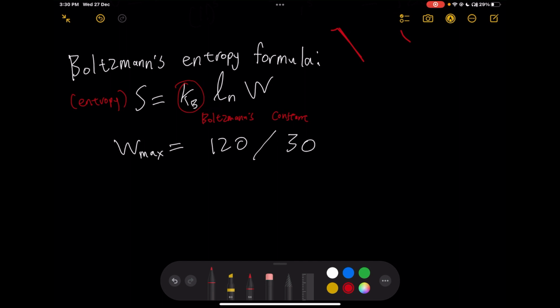And remember that in Boltzmann's entropy formula, when we use W, we want to use the maximum number of W. So 120 and 30, which one is bigger? It's undoubtedly 120. So we would say that W max is 120. When we apply this formula, we always choose the biggest number possible.